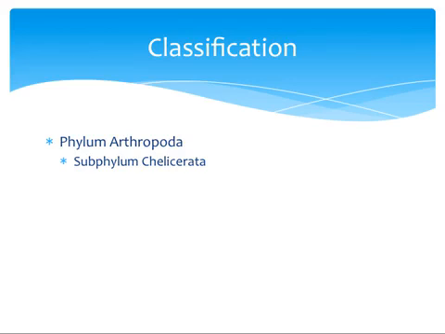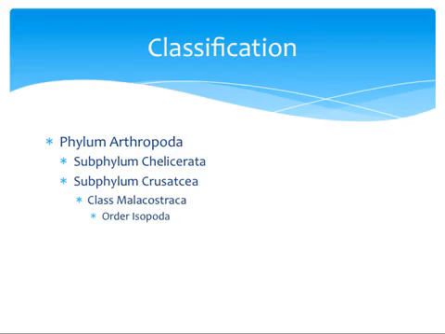Chelicerates are a subphylum within Arthropoda, as are crustaceans, subphylum Crustacea, which is what we'll be learning about in this lesson. And within subphylum Crustacea, there is some classification that you need to know. First, class Malacostraca, and I'm not really concerned about you knowing that class specifically, but I just put it in there because the classification goes phylum, class, and then order.